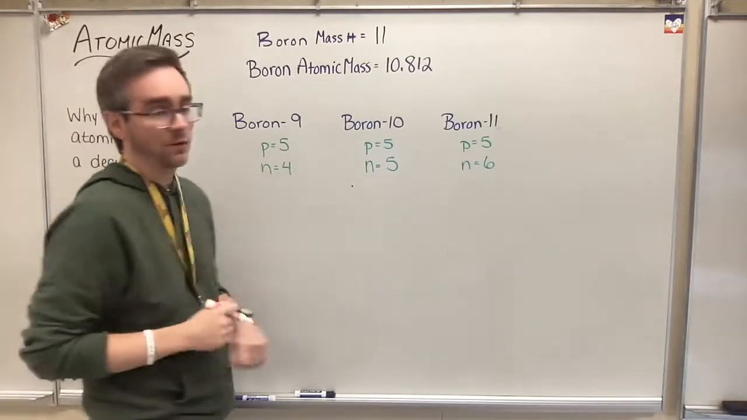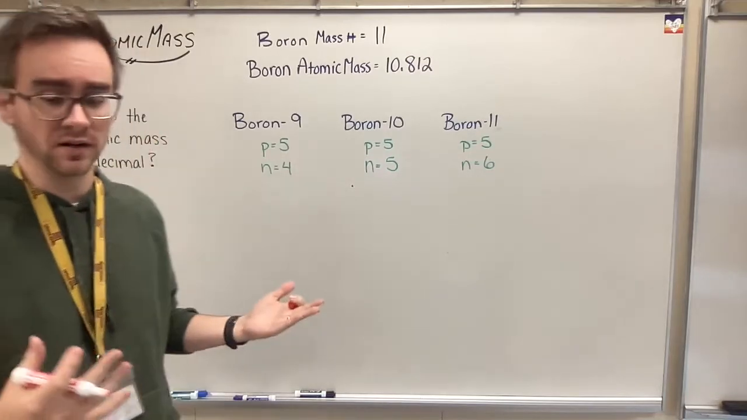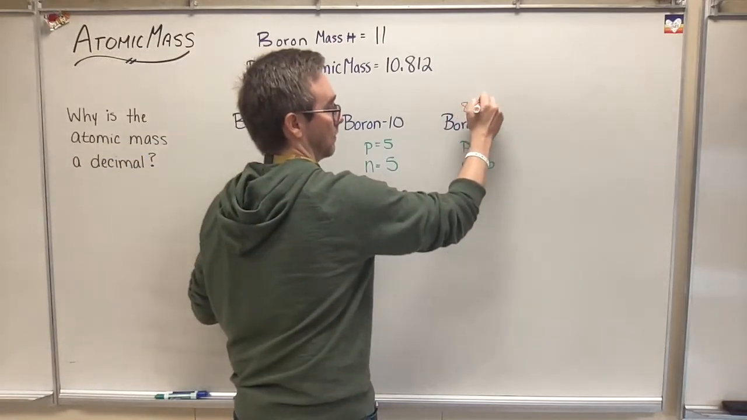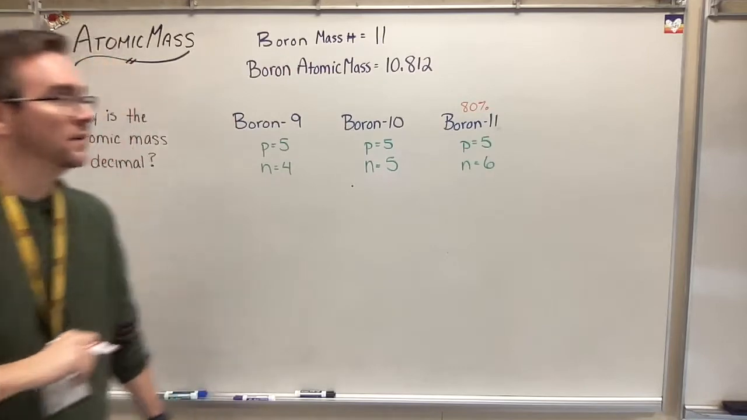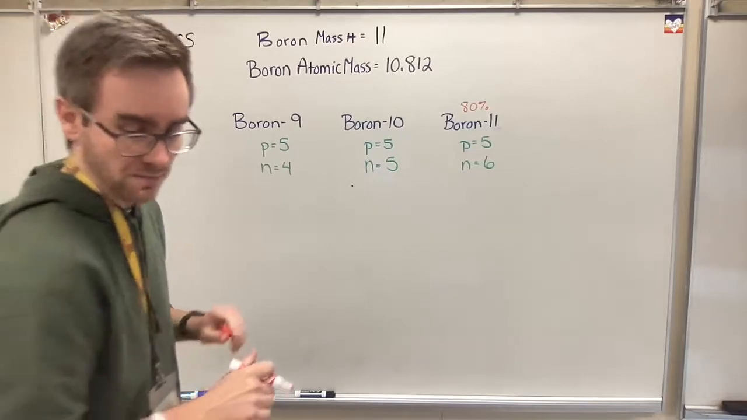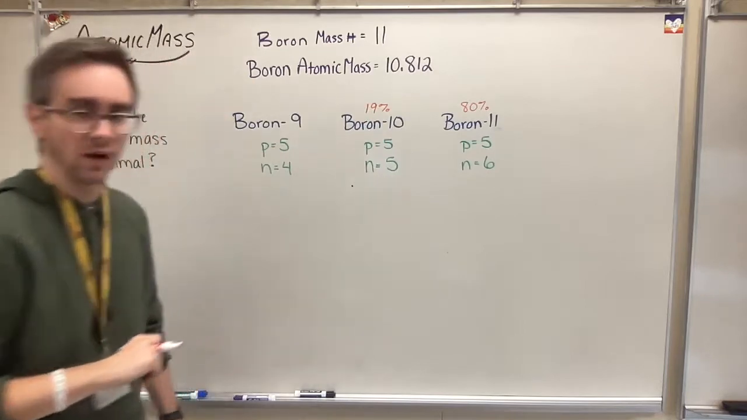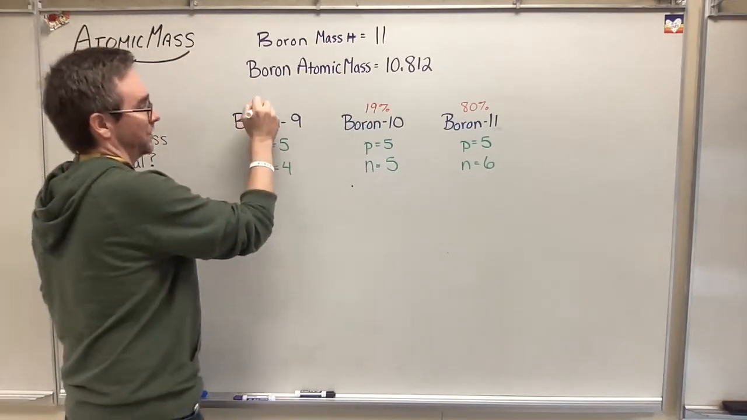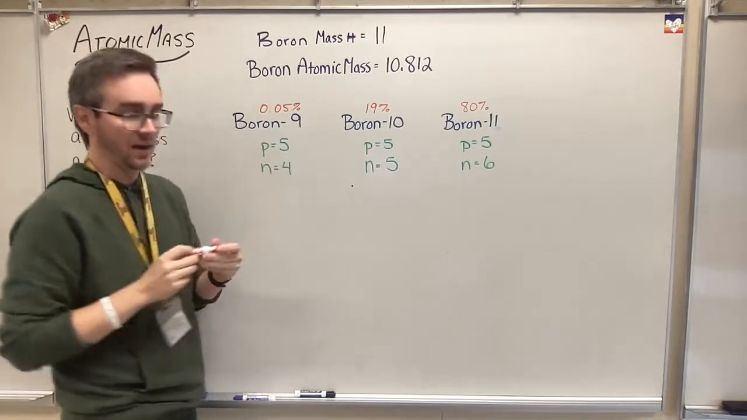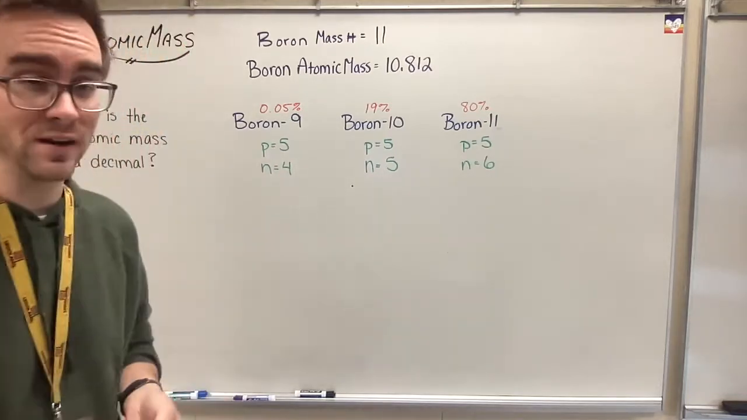Although all of these can be found, if I were to take all the boron that we've ever sampled in the world, 80% of that boron is boron 11. It's a very stable version of boron. And about 19% of it is boron 10. And only about 0.05% of it is boron 9. The other 0.05% is split up among the other 10 different radioactive isotopes.